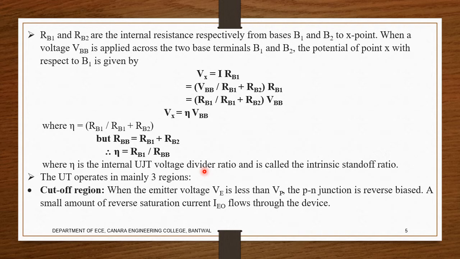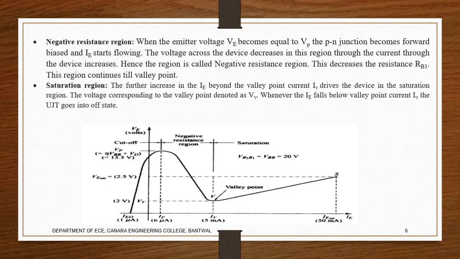Usually we divide the UJT operation into three regions. One is the cutoff region, another is the negative resistance region, and another is the saturation region. We'll look at the graph and analyze here. Up to here it is the cutoff region, up to here it is the negative resistance region, and this is the saturation region. I told you about VV, right? This is the VV required for the UJT to be triggered.